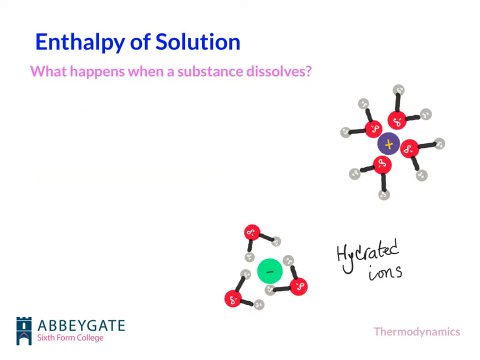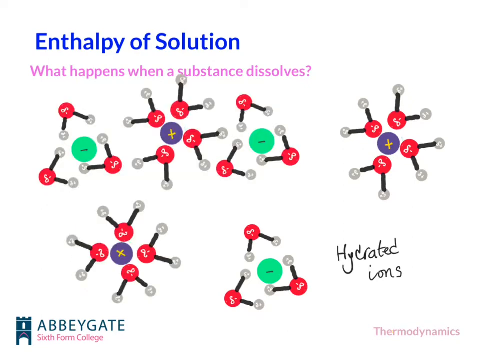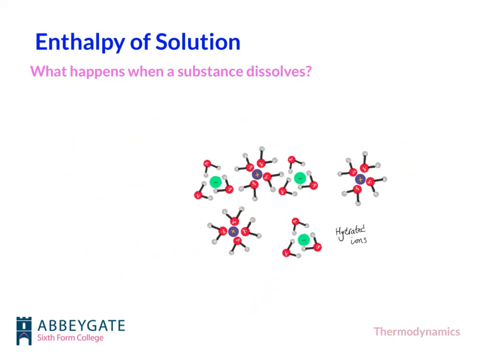Now I've kept these diagrams of hydrated ions fairly simple for the purposes of the diagram, but you might actually get up to about 30 water molecules around a single cation or anion. It depends on the size of the ion, and it depends on whether it's 1 plus or 2 plus.